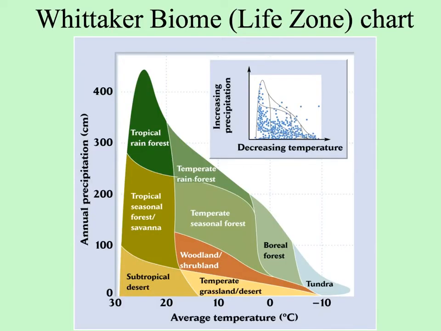I find this Whittaker life zone biome chart very informative. If you look at the x-axis, it goes from higher to lower temperatures, and the precipitation on the y-axis goes from low to high precipitation. Each biome occupies a zone on this chart, with tropical rainforests the warmest to the left and the highest amount of rainfall. Tundra is the coldest and the driest. Well, maybe the deserts are even drier.